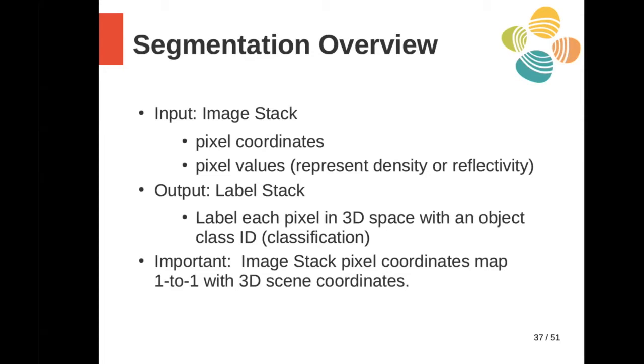So what is segmentation? Basically it's taking in this image stack and creating an output, a label stack. In the image stack, each of the pixel coordinates represents something like a density or a reflectivity. But in the output stack, each of those pixels is actually a label, an ID for a particular object. What's important is that there's a one-to-one match between the label stack and the image stack, so they have the same size.